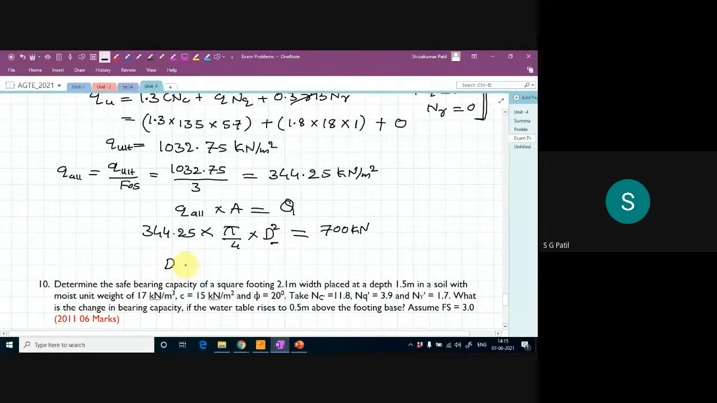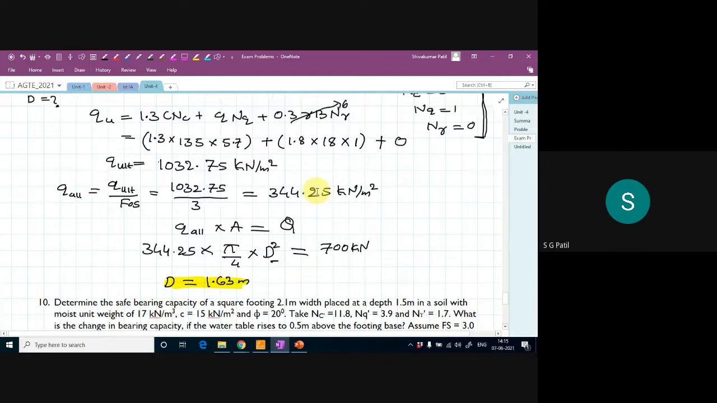Okay, now only unknown is d square. What is the d here? How much d you are getting? Check. What is the diameter of the footing? 1.63. Yes, 1.63 meter. Okay. So that is your footing diameter. Okay, so to register, 700 kilonewton load. What should be your diameter of footing? 1.63 meter. Okay.